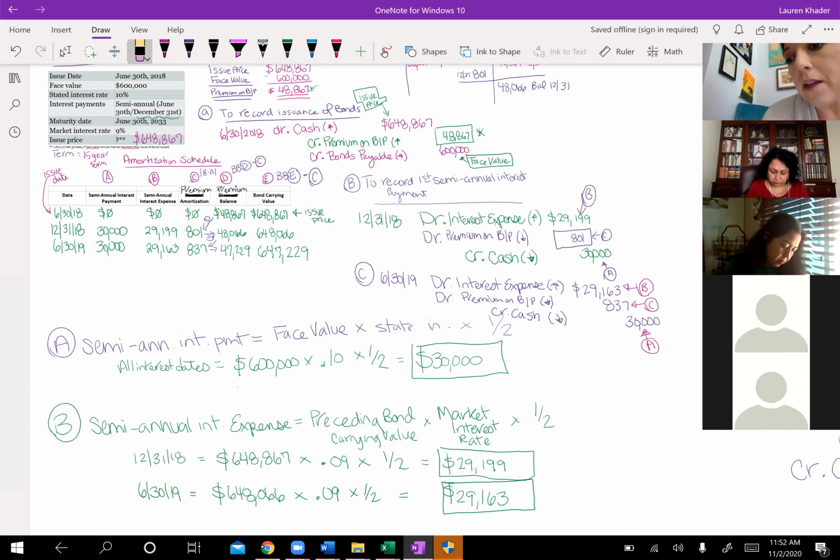And we could keep doing this every 6 months over 15 years, but we don't need to right now because once you get the first few, you understand how to do the process. At maturity, what will the carrying value of these bonds be?